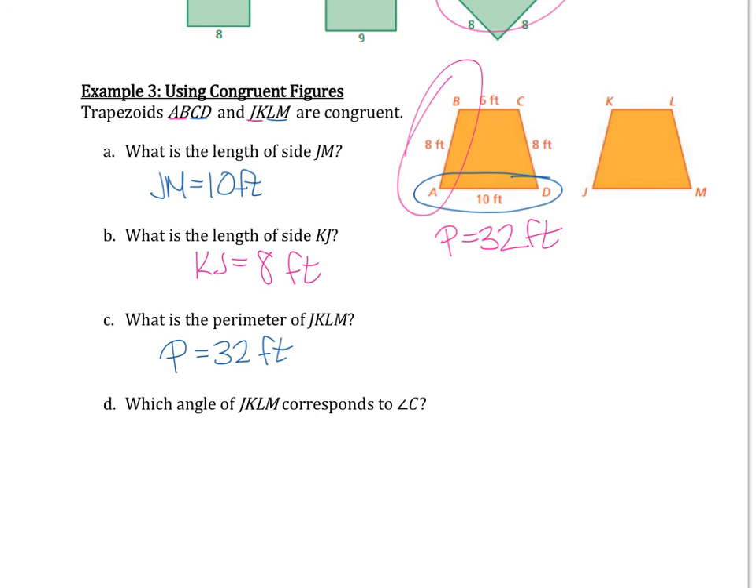And lastly, which angle of JKLM corresponds to angle C? Again, we could go back to the name, or you can just go by the looks. These two are in the same exact position, so the corresponding angles are pretty easy to pick out. But if you wanted to look at the name, C is in the same position as L, which if we go to the image is true as well. So C would have to correspond to angle L. And that's it for 11.1.